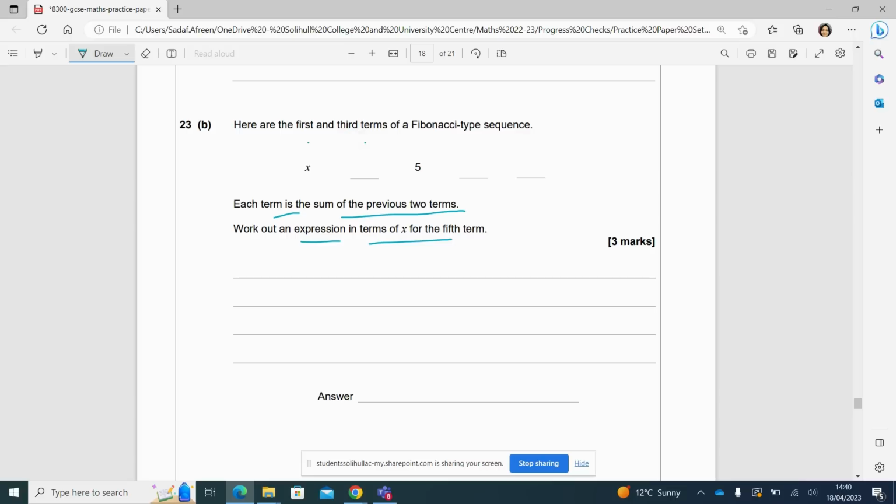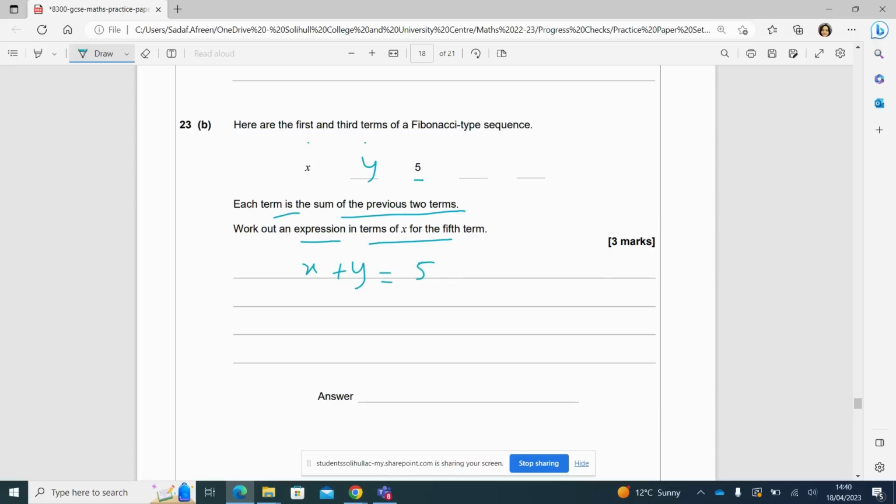So we know that if we add this number and this number, we will get 5. Okay, so if this number is y, I'm just naming it, you can name it as z or a or b or whatever. So if you add these two numbers x and y, you should get the answer, which is 5. x plus y equals 5.